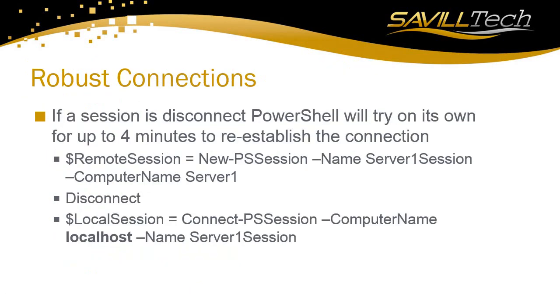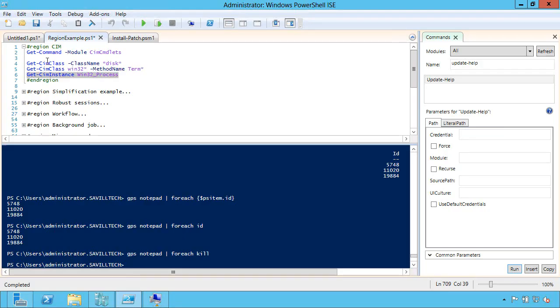The next nice feature is robust connections. PowerShell is great for managing my local box, but really the power of PowerShell is when I'm managing a remote machine, 5 remote machines, 100 remote machines. The challenge in the past was if there was some interruption to my connectivity, I lost what was happening. Well, now PowerShell will on its own reestablish that connection for up to 4 minutes. It will just keep retrying. And I could even show this. So let's take an example of just how great this functionality is.